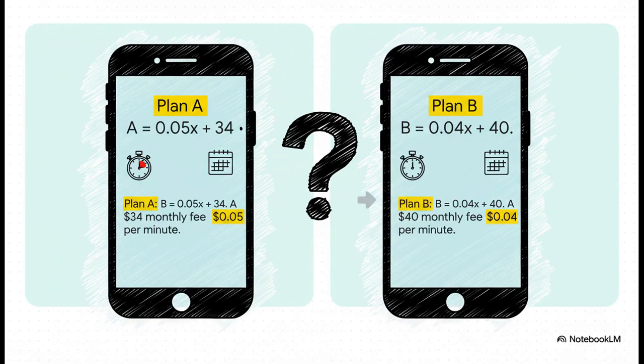Imagine you've got two choices. Plan A has a lower starting fee, that's its B value, but it costs more per minute, so it has a steeper slope, a bigger M. Plan B is the opposite. Higher flat fee, but a cheaper per minute rate. So, which one should you choose?